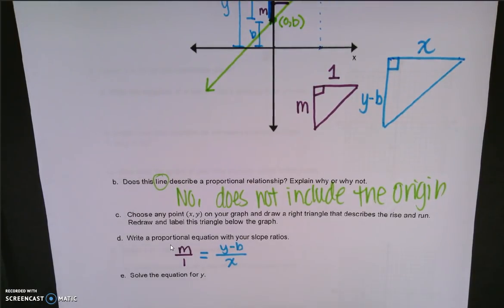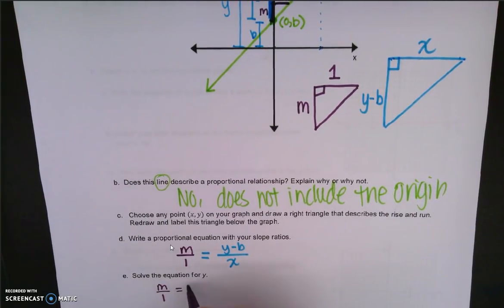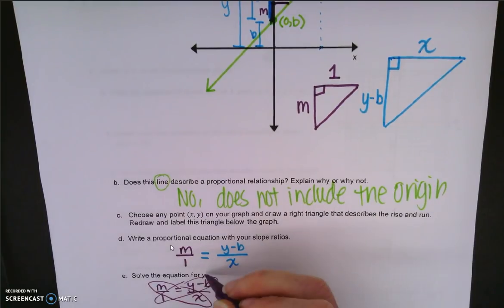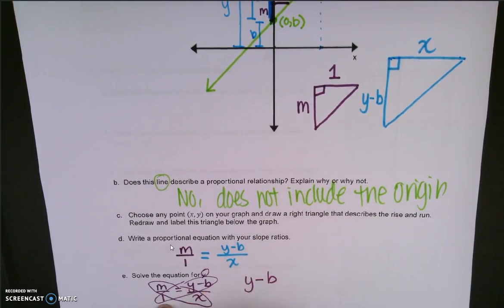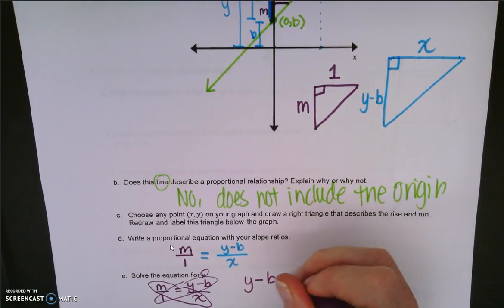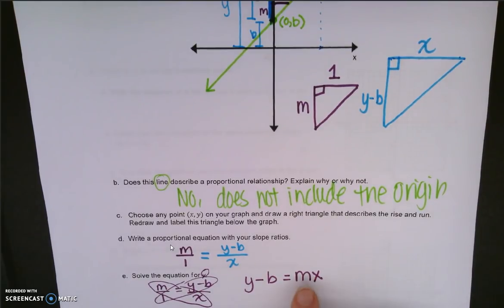So now that we wrote our proportional equation, we can solve for y by solving our proportion. We solve proportions using cross products, or cross multiplying. Since I'm solving for y, I'm going to write my y value first. (y minus b) times 1 equals m times x. Make sure your m comes in front of your x because it's the coefficient.